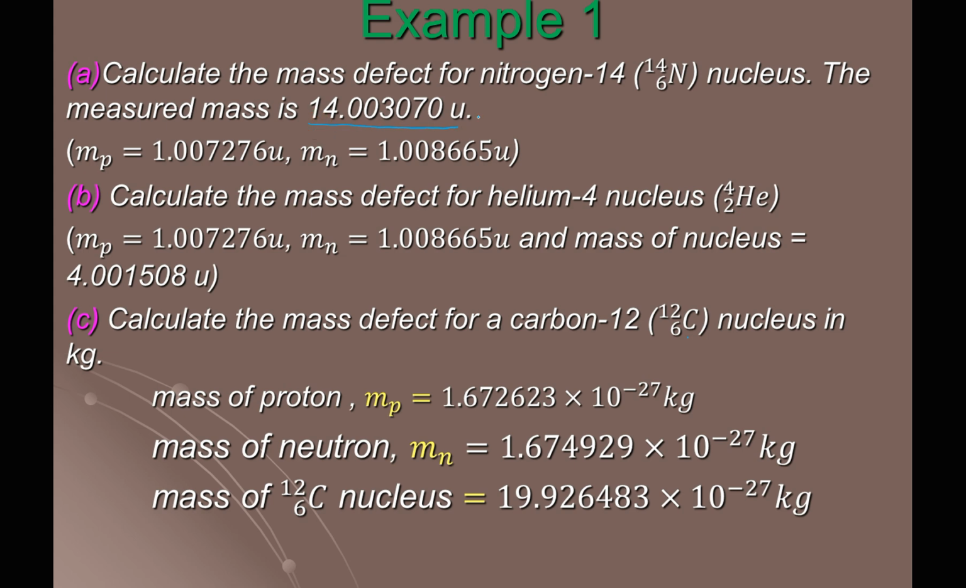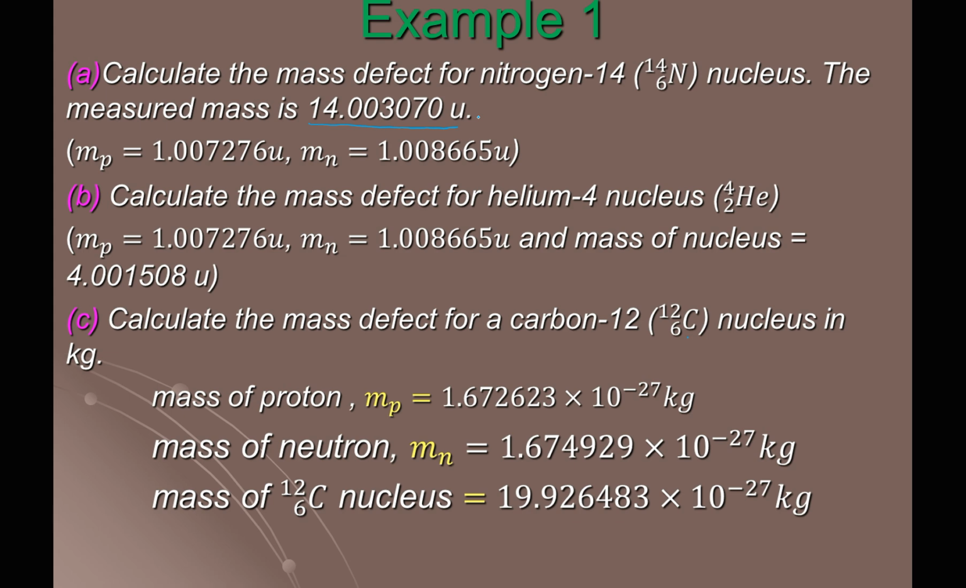14.003070 U. They've given us the mass of a proton as 1.007276 U. The mass of a neutron has been given as 1.008665 U. I don't have enough space, so I'll just work this out from here. We want to find the mass defect.